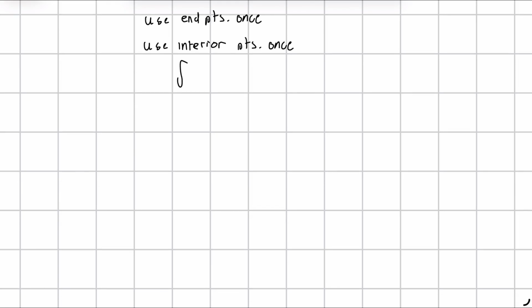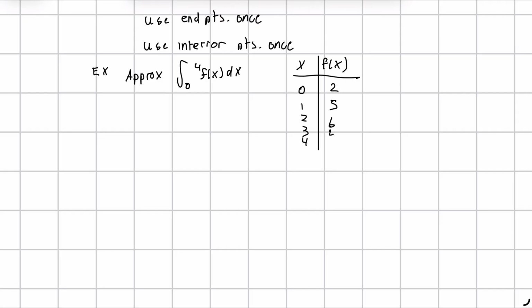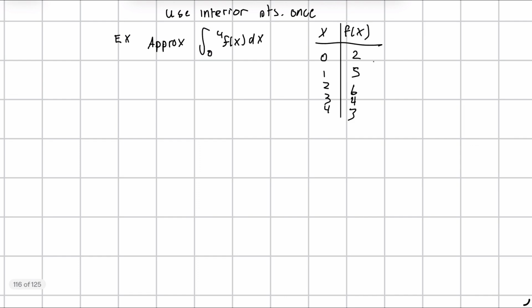So let's do an example where we want to approximate the integral from 0 to 4 of f of x dx. So if we use a table, we have x and we have f of x. This is going to give us x values 0, 1, 2, 3, 4, and f of x values 2, 5, 6, 4, 3. By the way, this is just the example of the question. And then here we're going to have a delta x that's equal to 1.